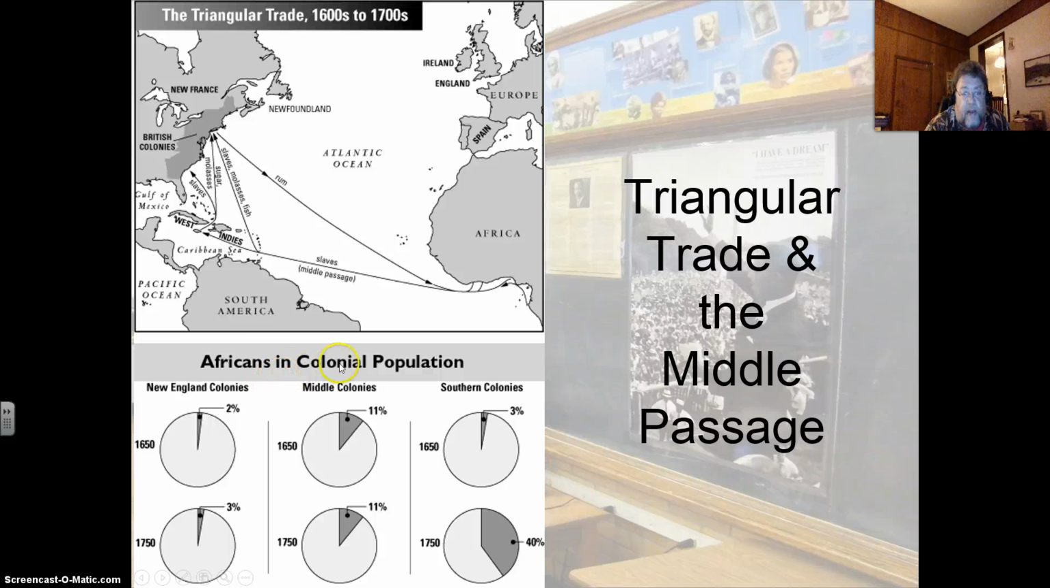When we take a look at Africans in our colonial population, from 1650 to 1750 in New England and the middle colonies, the percentage stayed small, with little change. But in the southern colonies, from 1650 to 1750, there was a huge increase in the number of slaves, obviously engaged in the agricultural, slave-based economy on the plantation.